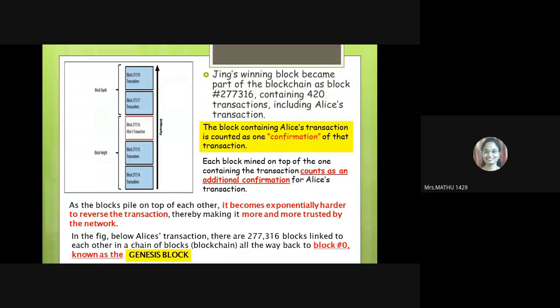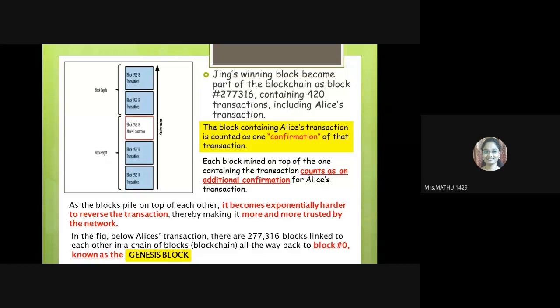Like this, if it has at least more than 6 confirmations, then there is no possibility of reverting it back. There is no possibility of tampering with it or anything. So it becomes more and more trusted, and it becomes exponentially harder to reverse the transaction.